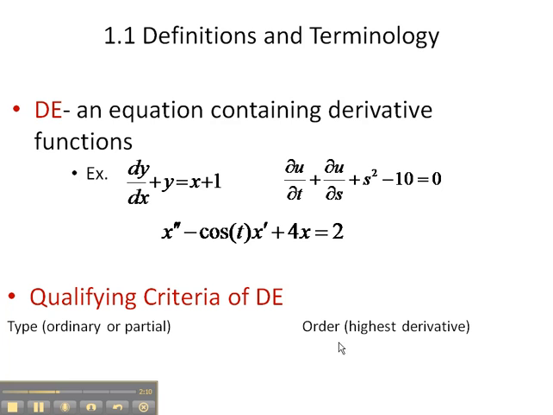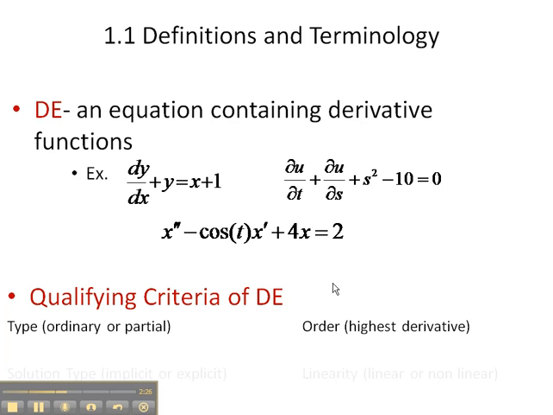We're interested also in speaking about order. Order has to do with what the highest derivative is. For example, this equation here is second order, and the other 2 are first order because only first derivatives appear.